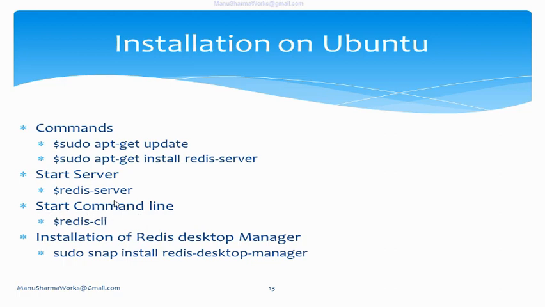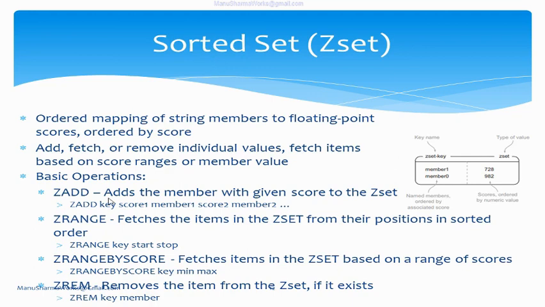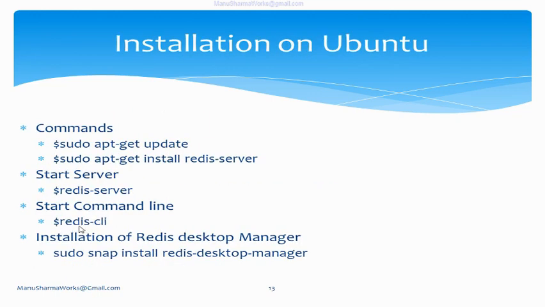In order to connect to the Redis server, use redis-cli. It's a command line utility, and all the commands that I mentioned for the sorted set, you can use on this command line interface. And there is also Redis Desktop Manager. It has a GUI, so you can see all the databases and keys from this Redis Desktop Manager. How can we install it? sudo snap install redis-desktop-manager. It will install Redis Desktop Manager on Ubuntu.